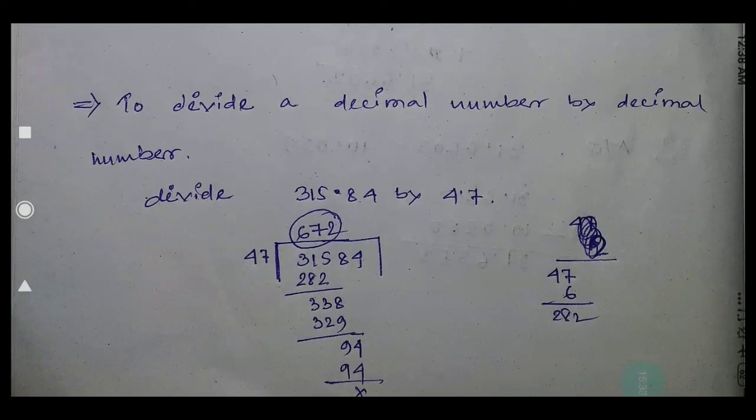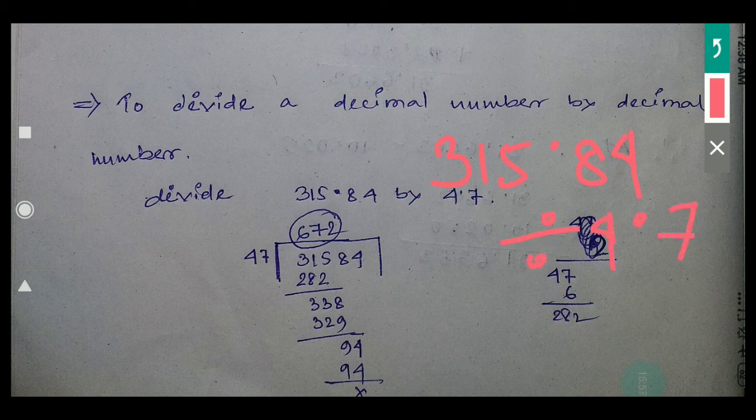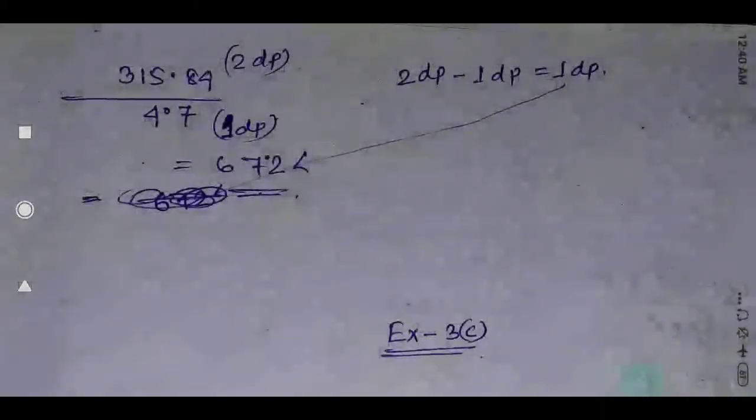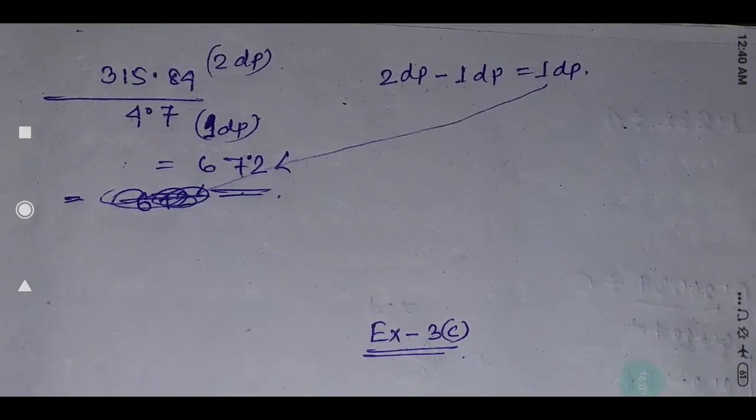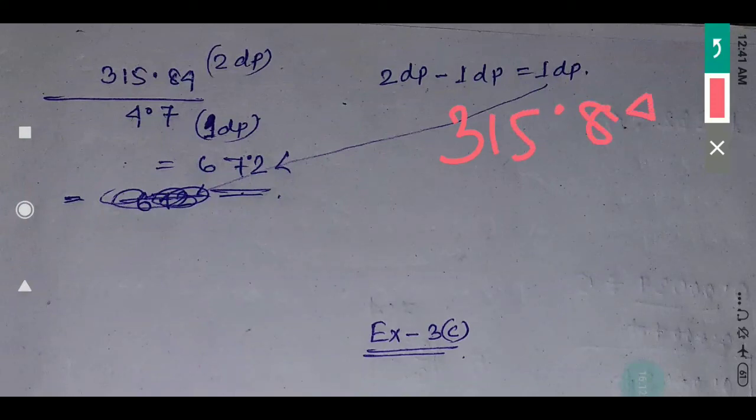Okay, but in the question it is given 315.84. The divide process I have done. After that, the answer you have to do by yourself. You have to tell by, see here, 315.84 if you divide by how much? 4.7. Here how many decimal places? 2 decimal places. Here how many decimal places? 1 decimal place. So numerator is given 315.84 and denominator is given, divide means it will be in the denominator, no?